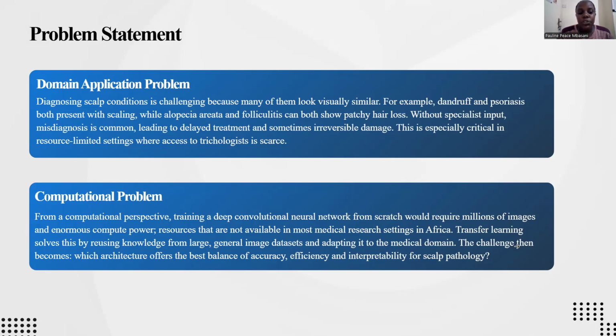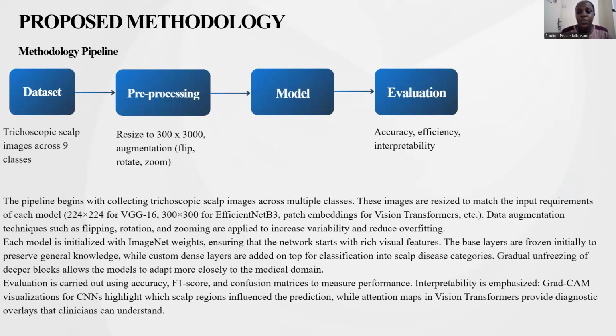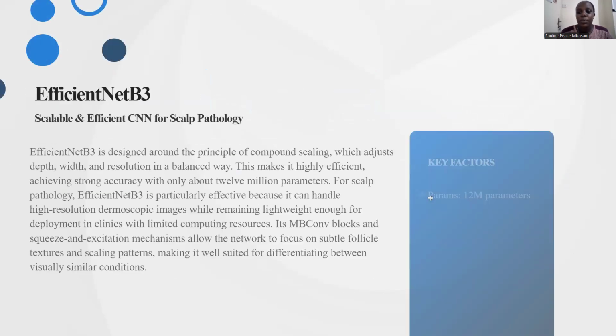Then for the computational problem, training models requires a lot of labeled images, and it's also difficult to find a model that gives the best balance of accuracy, efficiency, and interpretability for scalp pathology. So it's from this problem that we are trying to find a solution using the different models that we built.